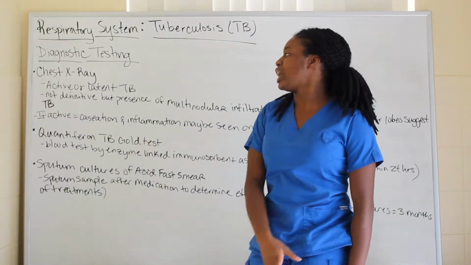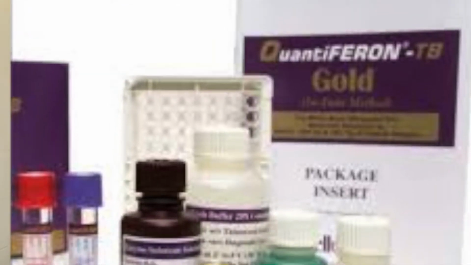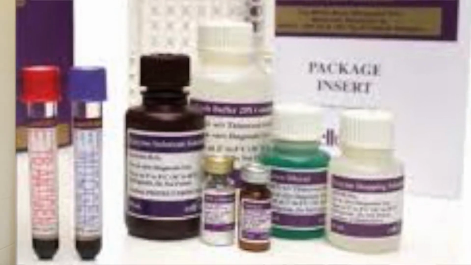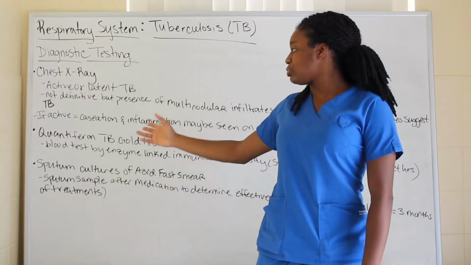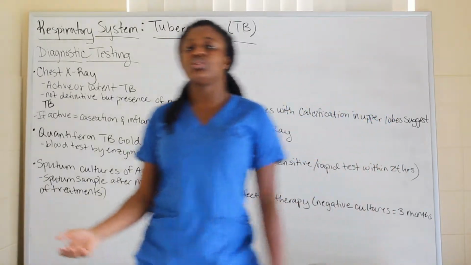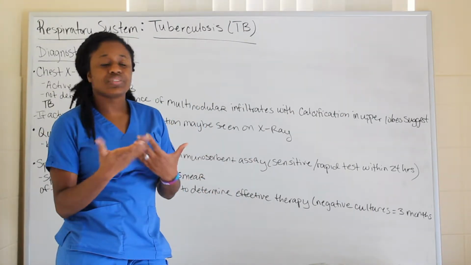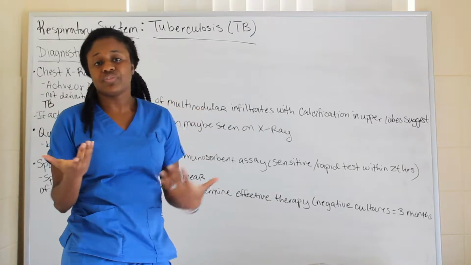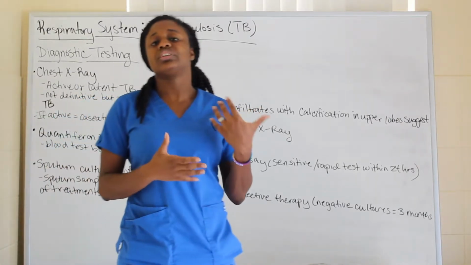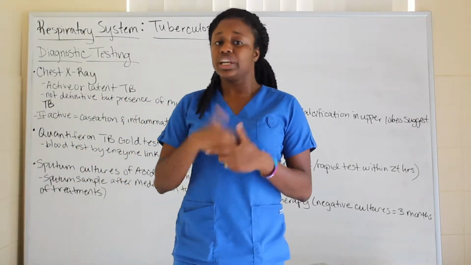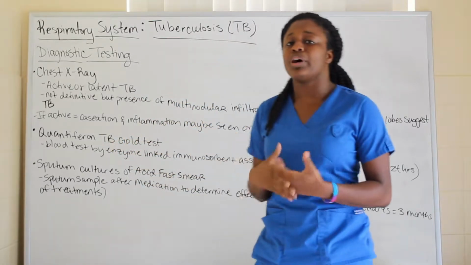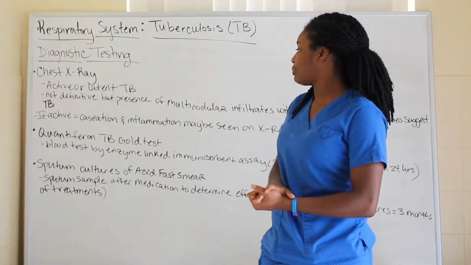Then the next testing you have is a QuantiFERON-TB Gold test, and with that, it's pretty much blood sampling that they take. So it's a blood test by enzyme-linked immunosorbent assay, and it's a sensitive, rapid test within 24 hours, okay? So this testing can be done within 24 hours. It can be less than 24, but no more than 24, all right?